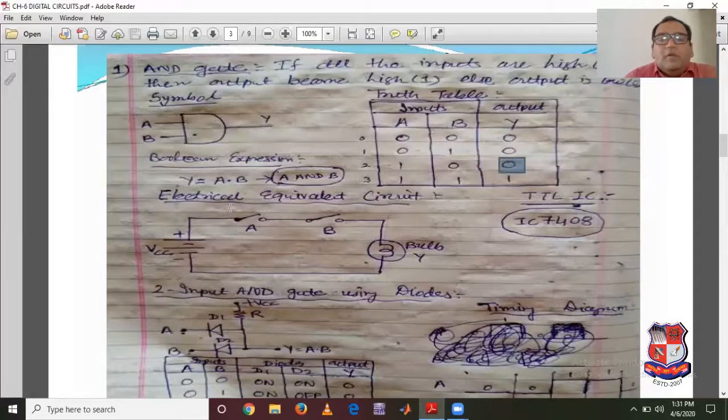But when both the switches are closed, then this circuit is completed and your bulb is on. So this is an electrical equivalent circuit of the AND gate. It is the same as in our question paper.